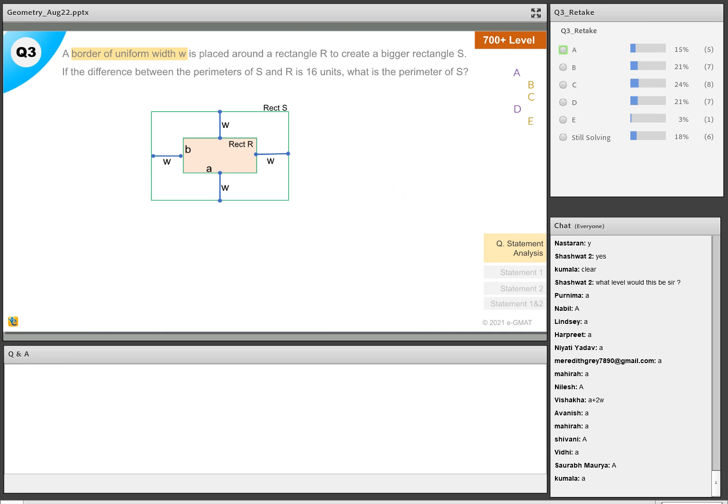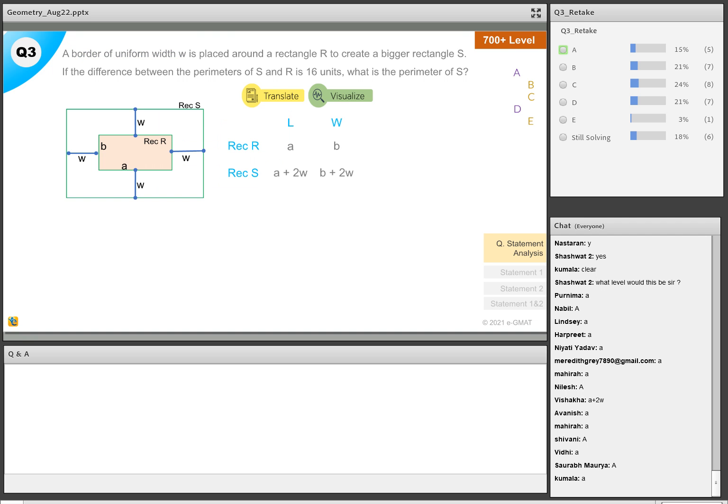So this is a rectangle. The smaller one is the rectangle R. The bigger one is rectangle S. We know the length of R, let's say, is A and the width, sorry, would be B. For rectangle S, it would be A plus 2W, that's the length. B plus 2W, that's the width.